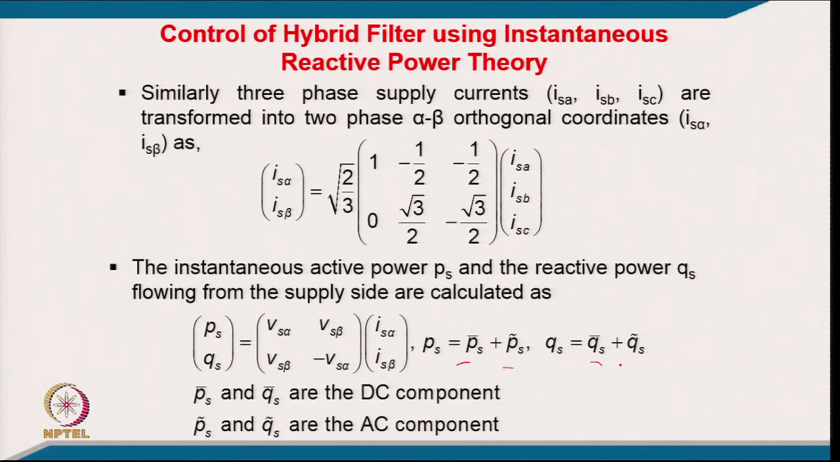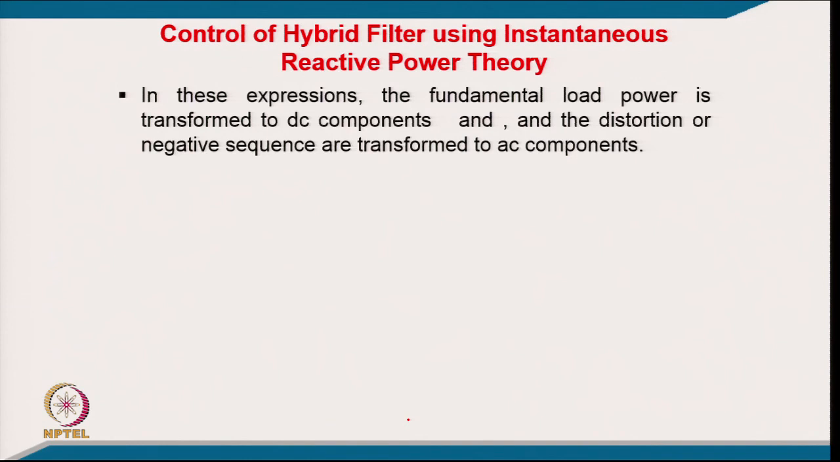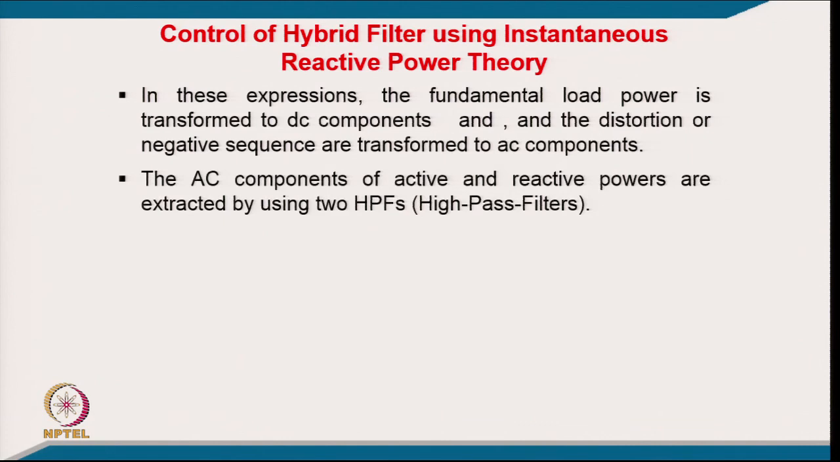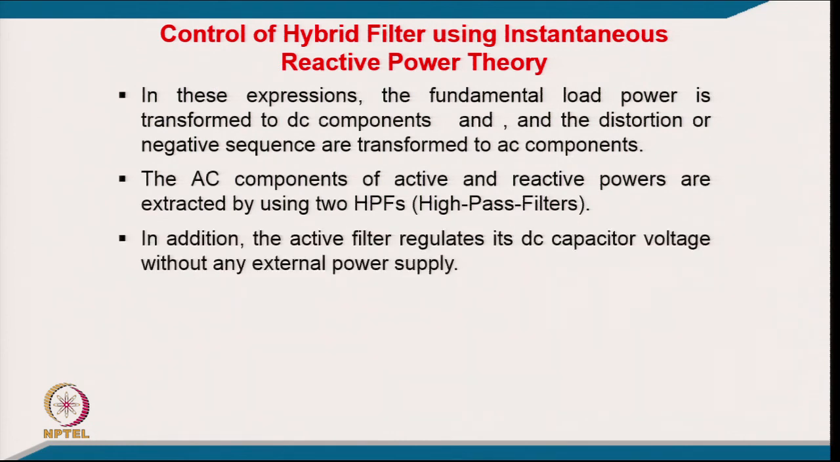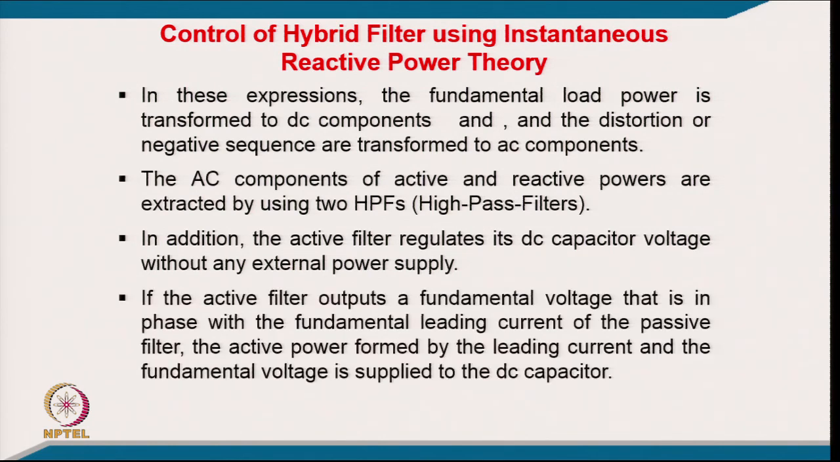Of these, some are the DC components and some are the AC components. In these expressions, the fundamental load power is transformed to a DC component, and the distortion or negative sequence is transformed to an AC component. So, the AC components of active and reactive power are extracted by using two high pass filters, and in addition the active power filter regulates the DC capacitor voltage without any external power supply.